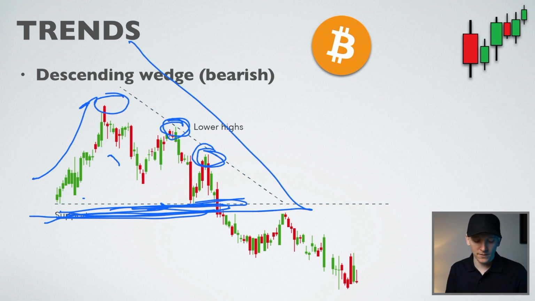And even though it's finding support right here, that buying pressure is just drying up, and it may actually break through that support level and then go lower. So lower highs is a bearish sign that the price could be breaking through a support level and going lower. So something to watch out for.